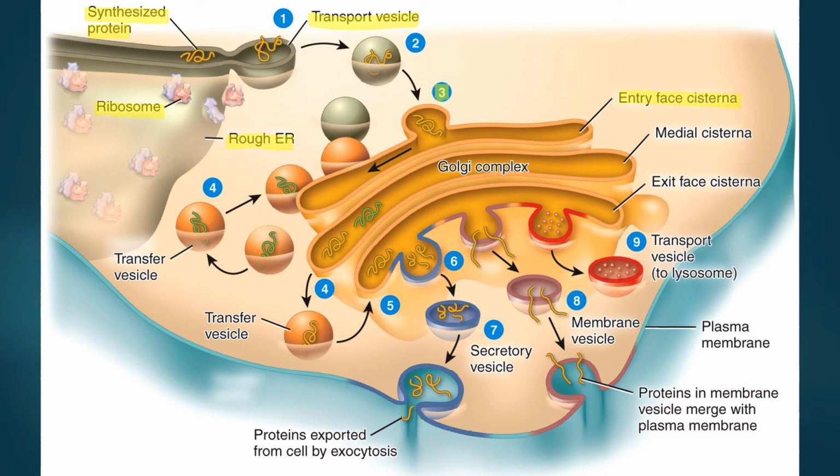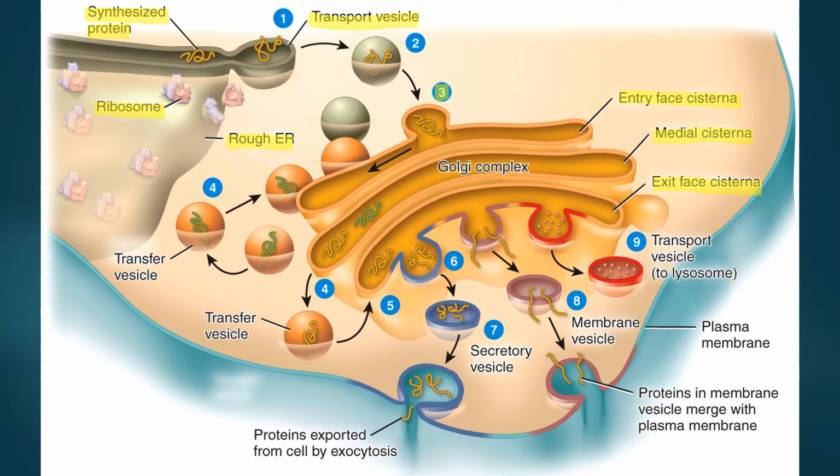Now this little protein will travel through the medial cisternae. This is where carbohydrates are added, glycoproteins, lipids are going to be added to these proteins as they travel through the Golgi complex. And then the exit, or the trans phase, is going to modify these molecules a little bit further and then sort and package them to transport them to their very specific destinations.